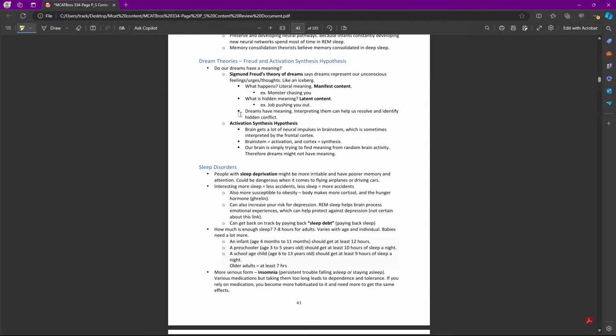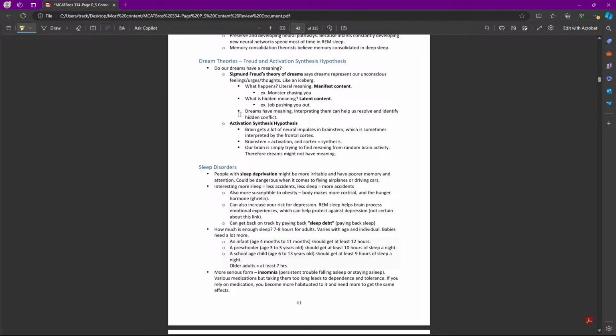He says dreams represent our unconscious feelings and urgent thoughts, like an iceberg. What happens literally is the manifest content: a monster chasing you. The hidden meaning is the latent content: a job pushing you out. So the manifest content of the dream is that a monster is chasing you, while the latent content is the actual meaning behind it. Dreams have meanings, and interpreting them can help us resolve and identify hidden conflicts.